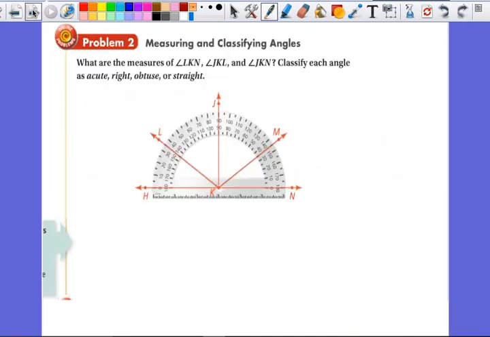All right. What are the measures of angle LKN, JKL, and JKN? And then they want you to classify each one. The first angle we're going to talk about is angle LKN.